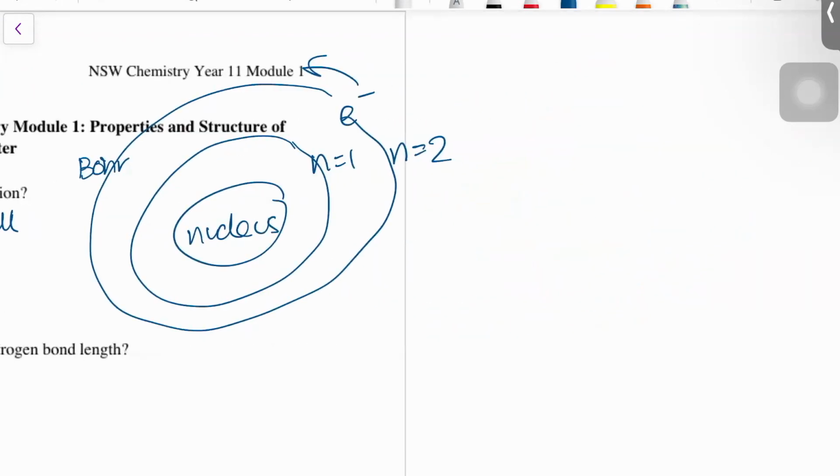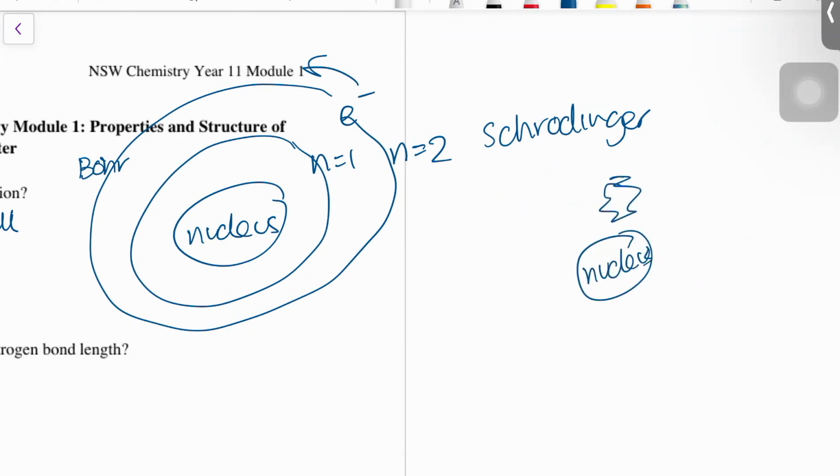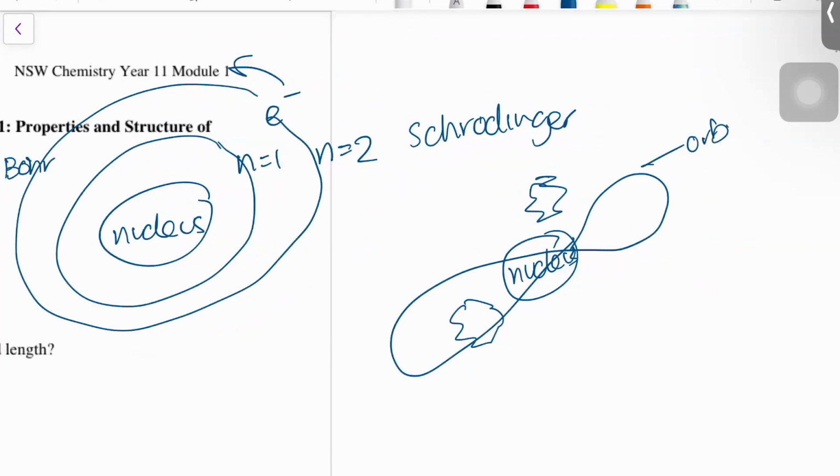The actual model of the atom and the electrons around it is described using the Schrodinger model. And what the Schrodinger model told you is that electrons don't actually orbit around the nucleus. The electrons actually exist in sort of packs around the nucleus, which basically means this is your nucleus, and then there might be a ball of electrons here, there might be a ball of electrons here, or the electrons might actually be shaped like this. Okay, so these areas of electron density are called orbitals.